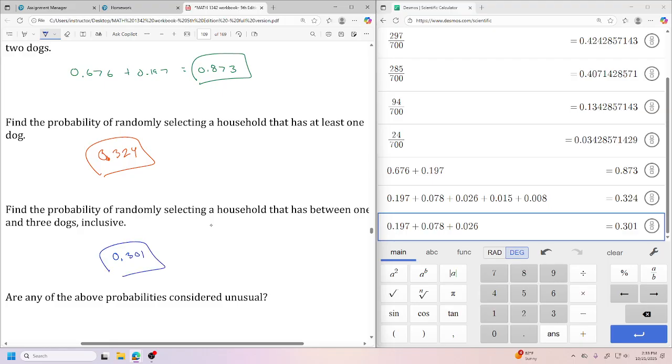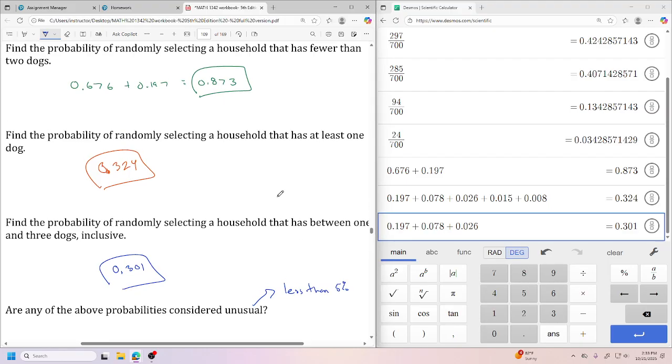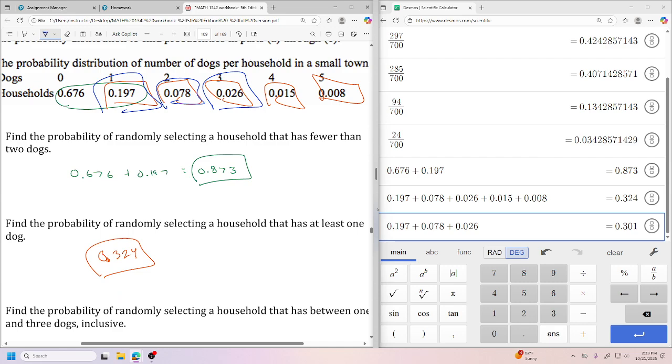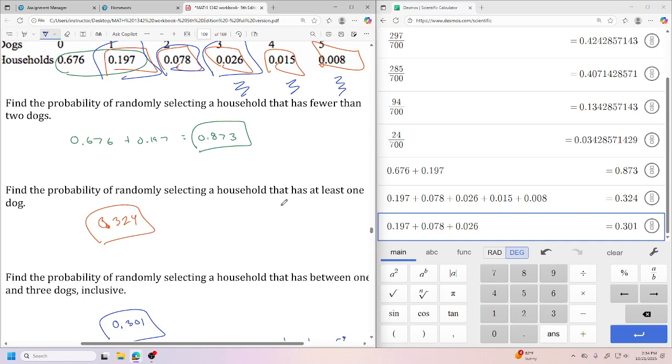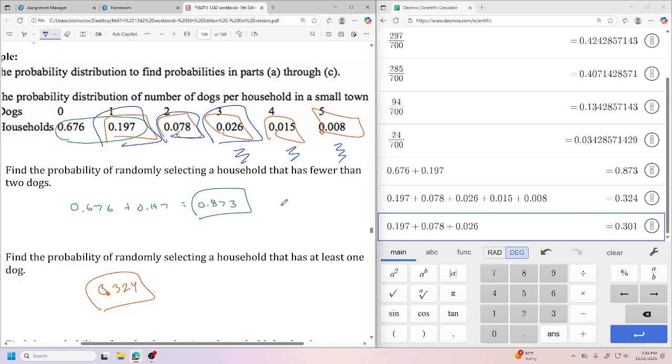Okay. It says, are any of these probabilities considered unusual? Remember, unusual is less than 5%. So are any of these here less than 5%? The 3, the 4, and the 5, right? Yeah, exactly. Combined, they would still probably be under 5. But I would say just click them, circle them, click a multiple choice, something like that. So yeah, just less than 5%.